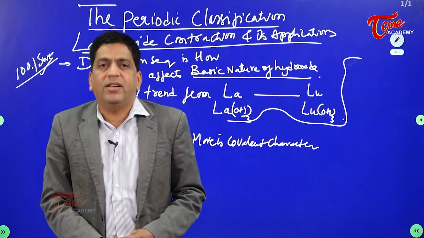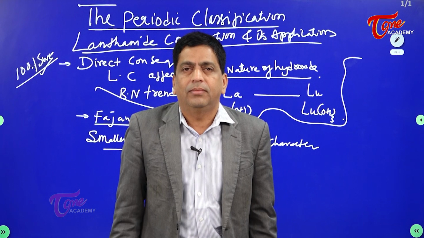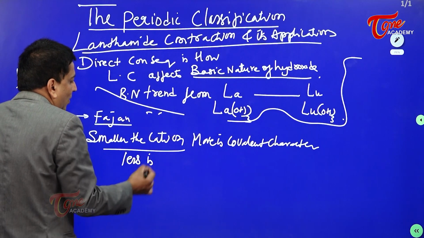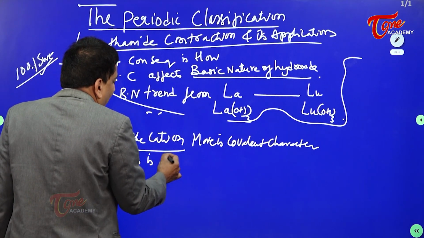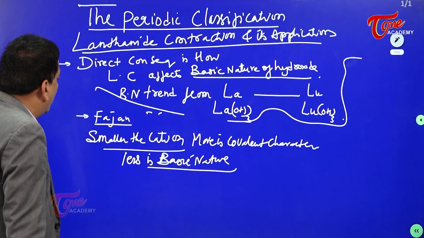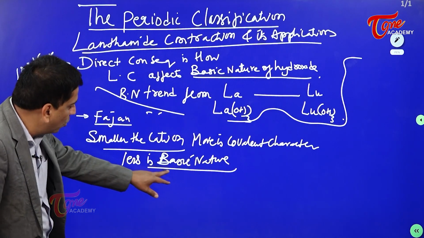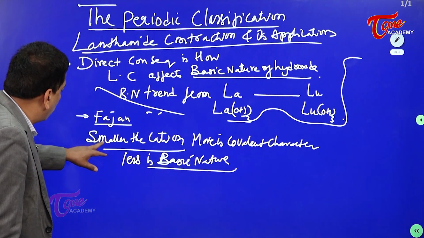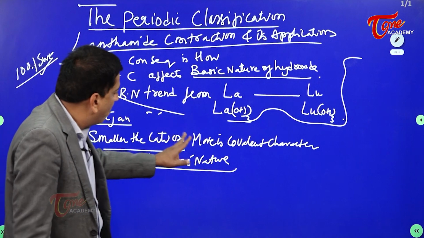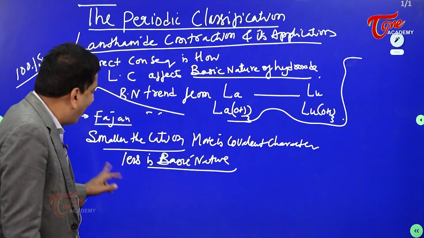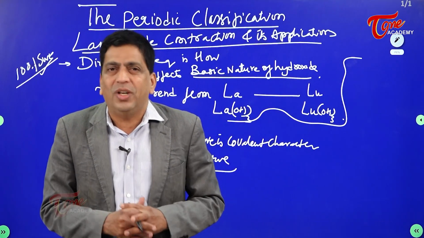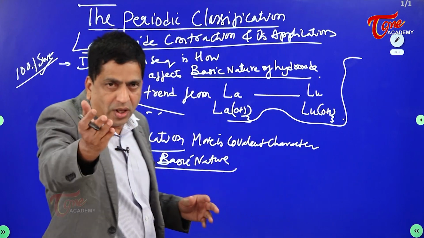When you say more is covalent character, then you have more non-metallic nature. Must understand. So more is covalent character, less is what? Less is the basic nature. So what Fajan is telling, if you wanted to judge the basic nature, then you must look into the size of the cation. Smaller the cationic size, more is covalent character, and less is basic nature. That's what he says.